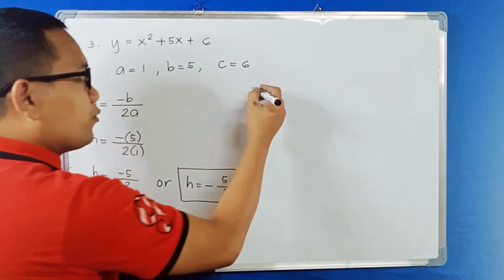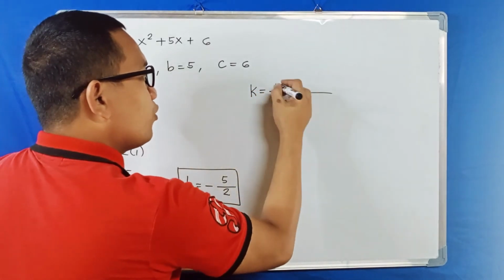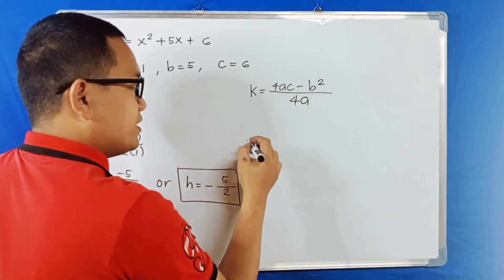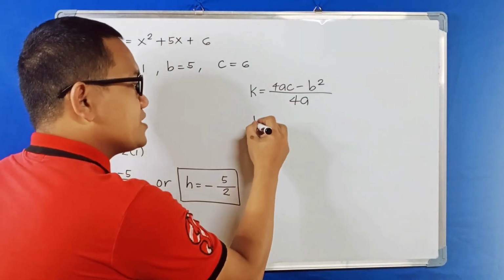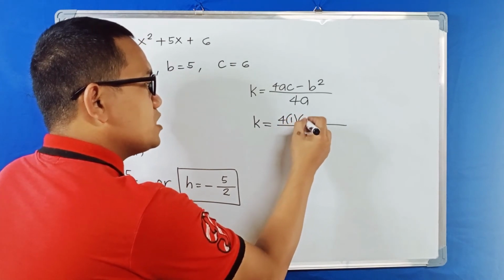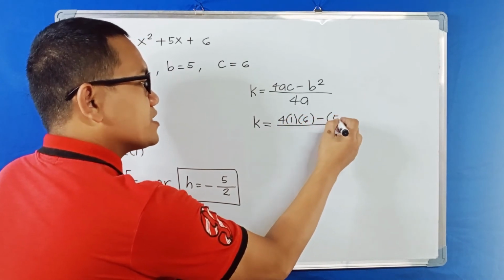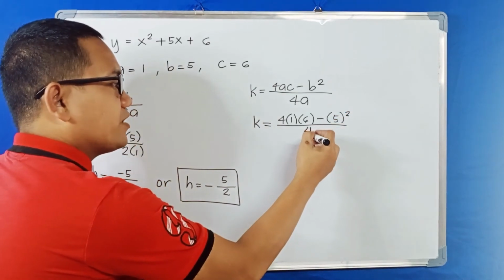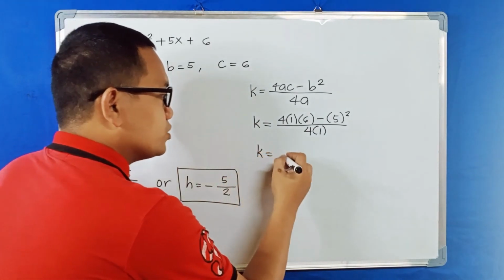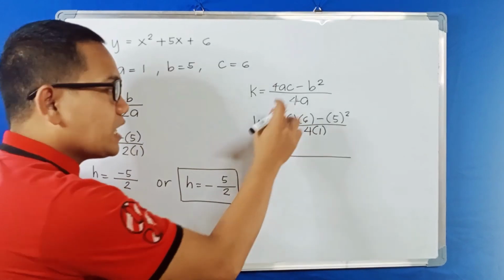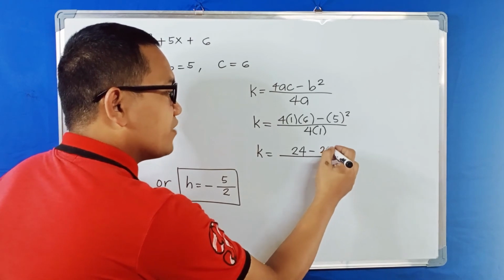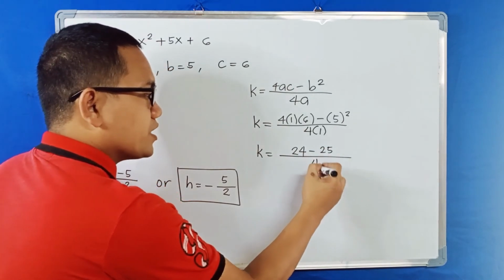On the other hand, to solve for our k, we will utilize the expression 4ac minus b squared all over 4a. Then, we will substitute our a, b, and c in this given expression, leading to 4 times a, which is 1, c, which is 6, and our b, which is 5. Then, same with our denominator, a here is 1. Let us simplify. K is equal to 4 times 1, that is 4, times 6, we have 24. Then, we will have 5 squared, which is 25, and a denominator, which is 4.